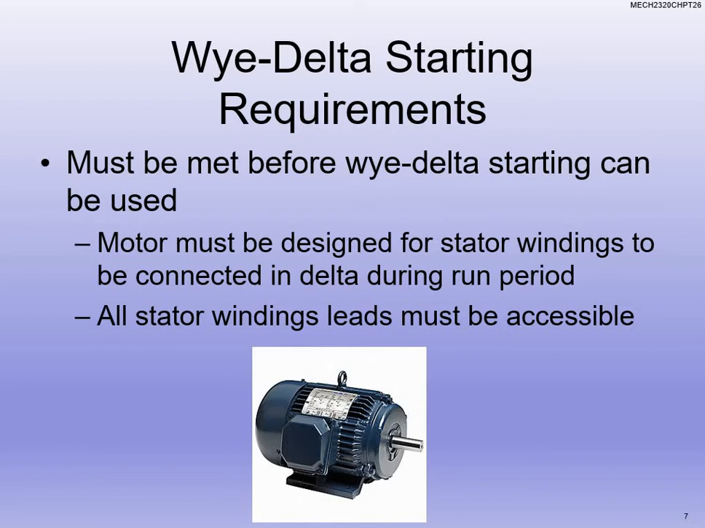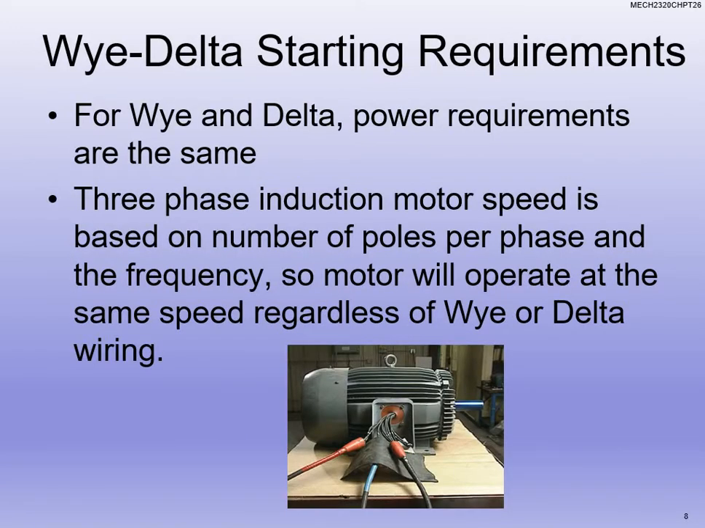So let's just briefly go over Y delta starting requirements. The motor's got to be designed for the stator windings to be connected in delta during run. We're going to go through kind of hookups here in a little bit. And then you have to make sure that you have all the stator winding leads accessible. So that's that little box on the outside of the motor. We take that cover off, and you're going to see all the different leads there that we can hardwire to. So that's very, very important for us to be able to get in there and wire it up. Because we can change Y to delta, delta to Y, however we want when we connect it. But it's going to be very, very important.